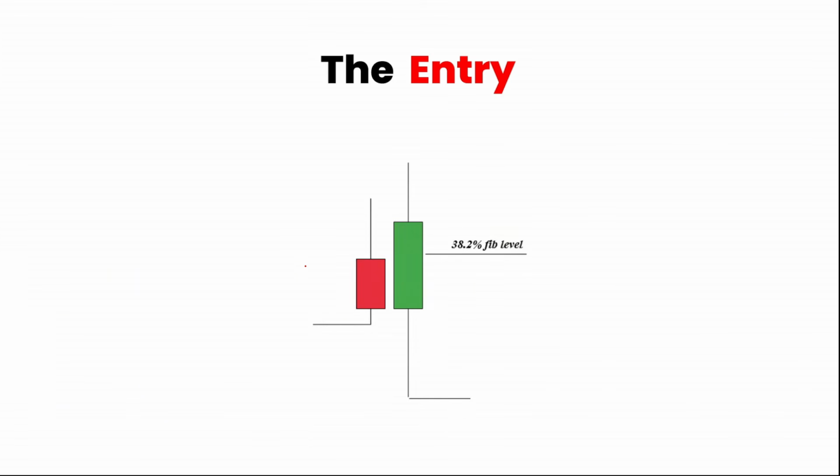For entry, after understanding the pattern, we are going to be looking to get a 38% retracement from the second candle. That means we are going to apply our fib retracement from the low to the high of this particular candle. After applying it, we are going to set either a pending order at the 38.2% of this candle, or basically wait for the price to reach that level so that we can make an entry.